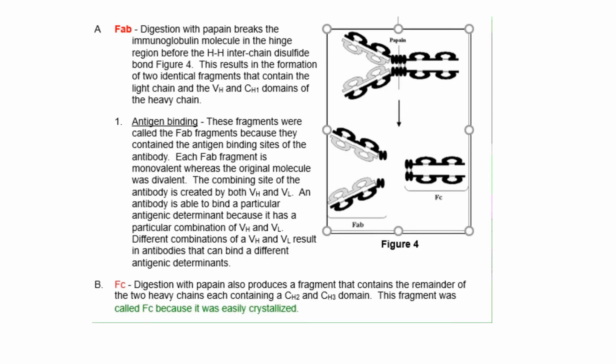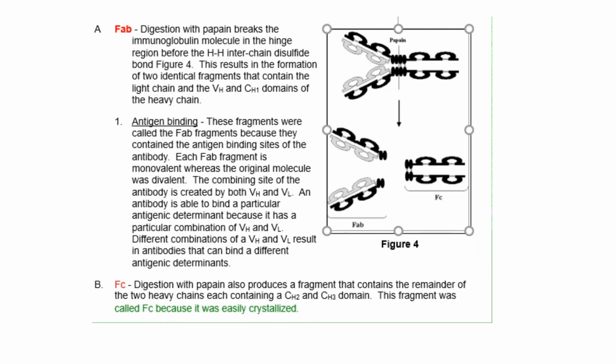Immunoglobulin fragment structure-function relationship. Immunoglobulin fragments produced by proteolytic digestion have been very useful in elucidating the structure-function relationship of immunoglobulins. First, the Fab fragment. Digestion with papain breaks the immunoglobulin molecule in the hinge region before the heavy interchain disulfide bond. This results in the formation of two identical fragments that contain the light chain and the variable heavy and constant heavy 1 domains of the heavy chain.